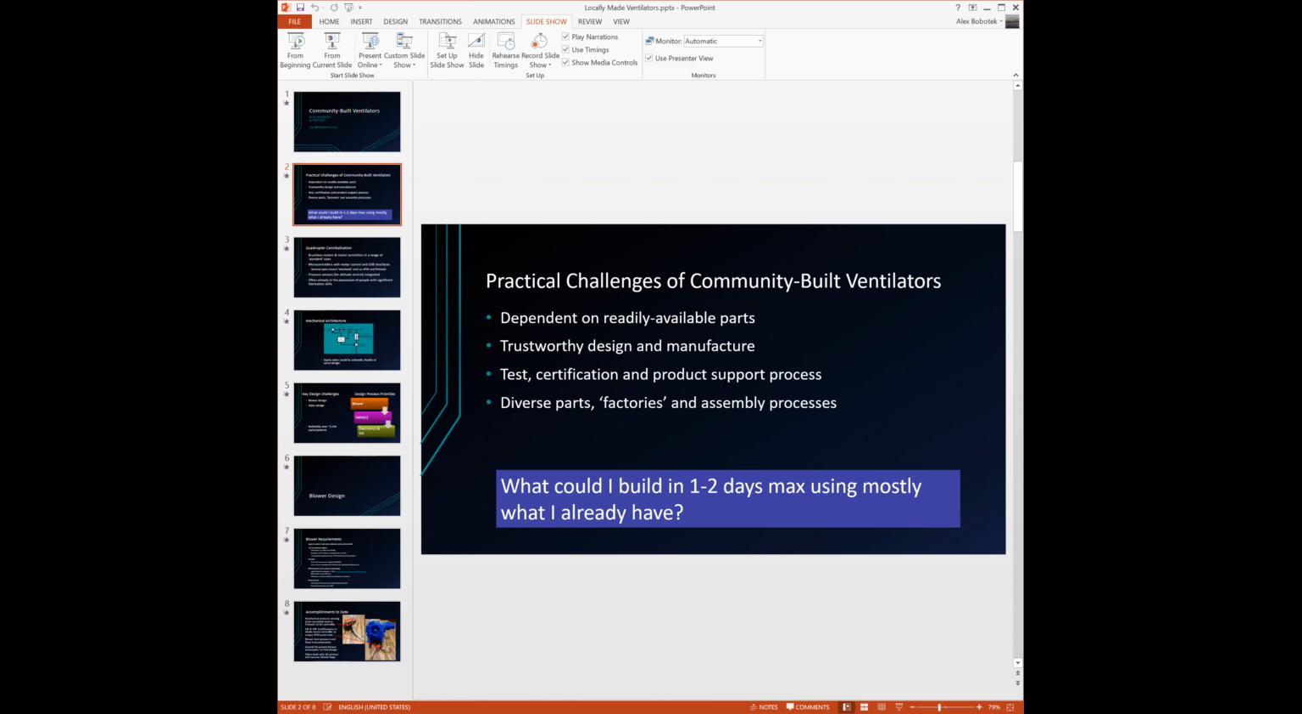And I started thinking about what I could do in 1 to 2 days, mostly using what I already have. Now, let me take the web camera and show you a little bit of what I already have.